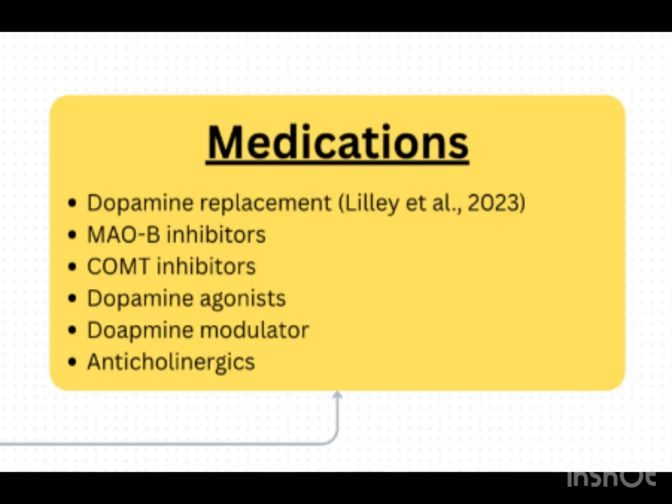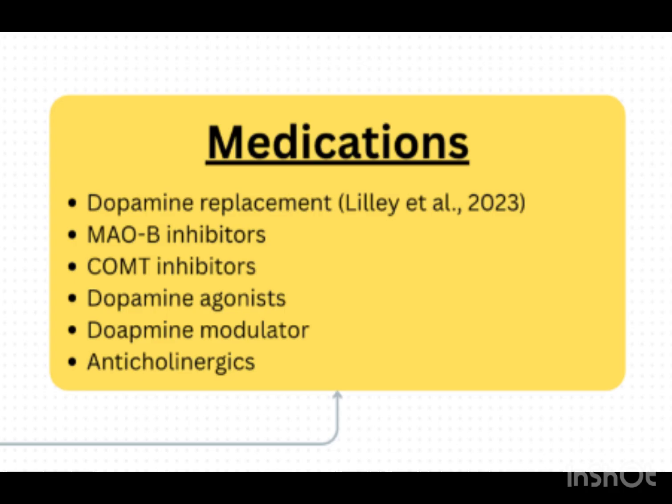Another class is dopamine agonists. What this does is stimulate dopamine receptors. It's usually used for initial therapy alongside levodopa to delay higher doses and reduce long-term motor complications. Next is dopamine modulators, and they work a little differently. They promote the release of stored dopamine from remaining healthy nerve cells while also blocking dopamine reuptake. And this allows dopamine to stay active longer.